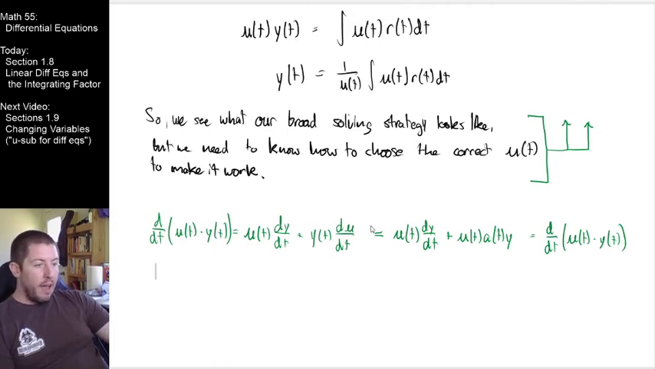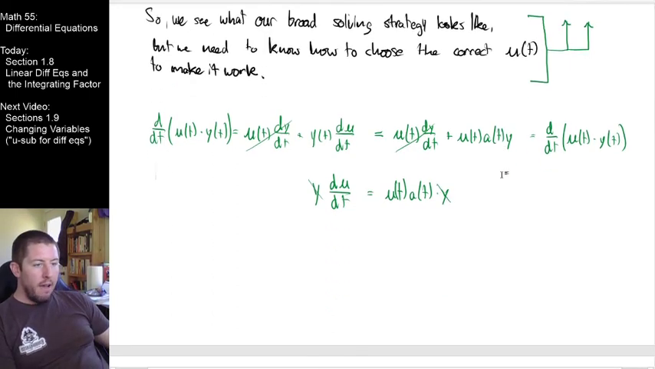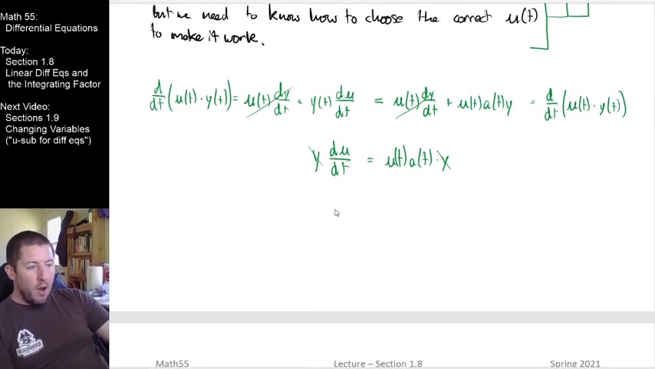And so the thing that I'm seeing right away here is mu of t dy dt exists on both sides, so I'm just going to go ahead and cancel. It looks like we need y times d mu dt to be equal to mu of t, a of t, y. Well, looks like there's a y and a y I can divide away on both sides. I'm feeling pretty good about this now. So now I'm asking you the question, do you know a function mu that has this behavior?